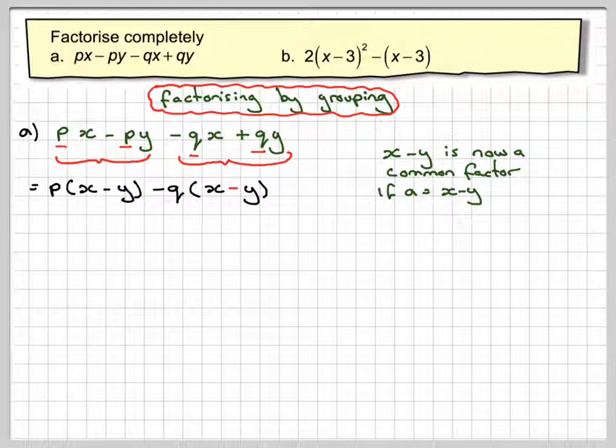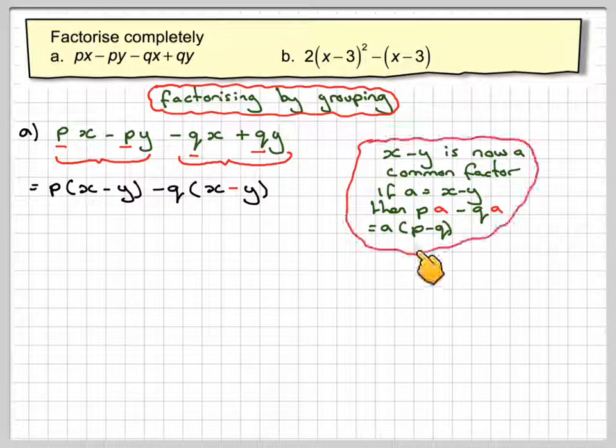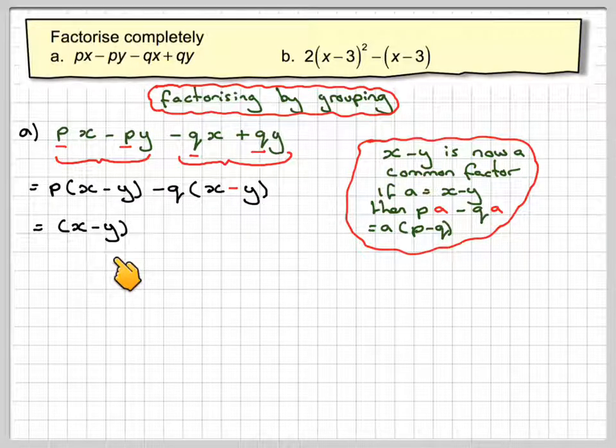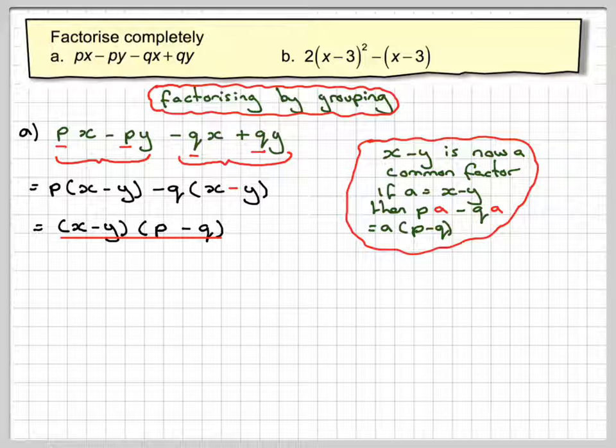If you let a be equal to x - y, then this expression here will become pa - qa. And if you factorize that, a is the common factor, so you get a times (p - q). So if we consider this just to be a and this to be a, that would come out. We get (x - y), so that's my a, and then we just get (p - q). So the final answer is (x - y)(p - q). Now if these two things are around the other way, it is still correct.